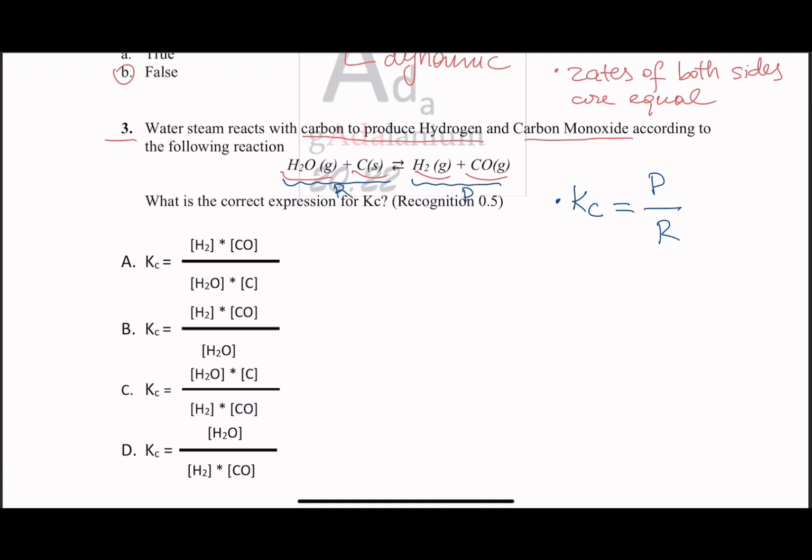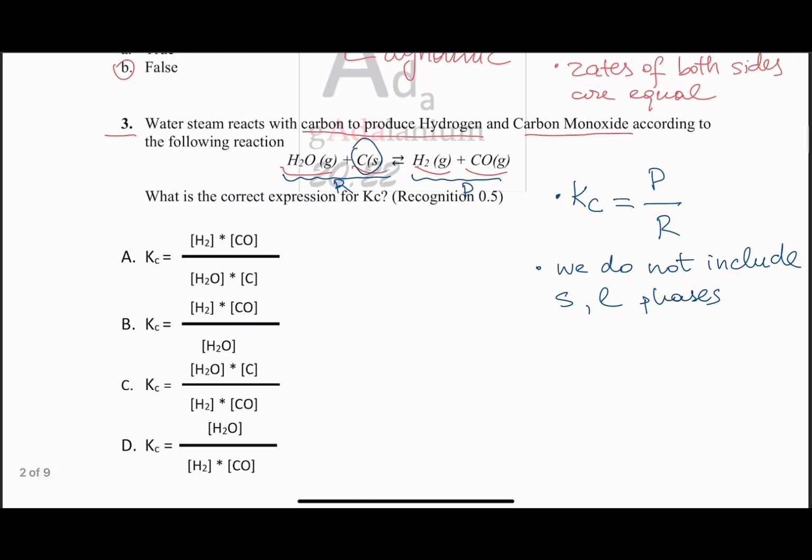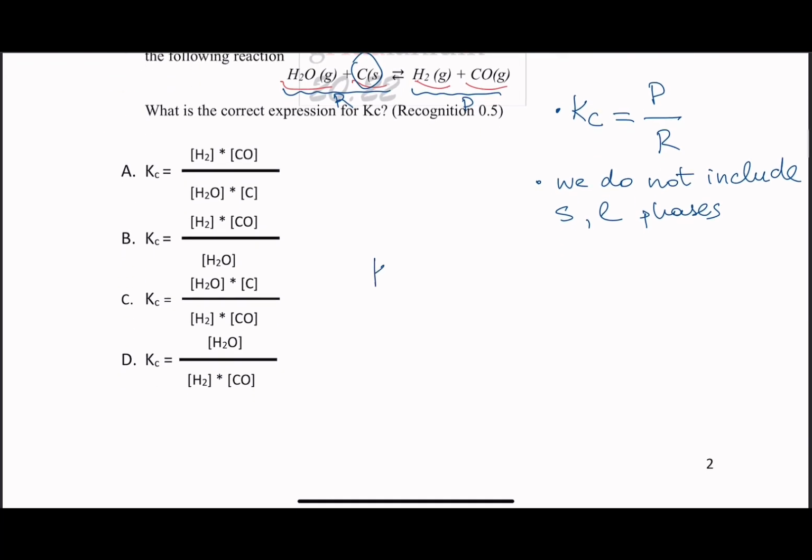Okay, in the Kc expression, we do not include solid or liquid phases. So that's why we're not going to include this carbon, which is in solid state. So let's write it down. The Kc expression is looking like this.